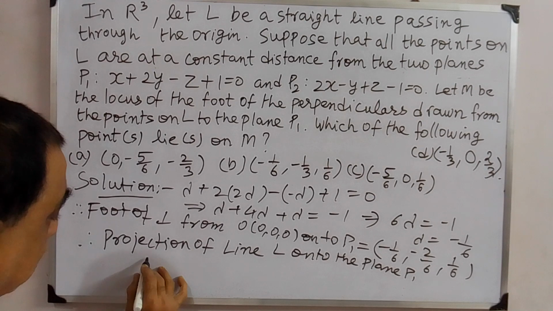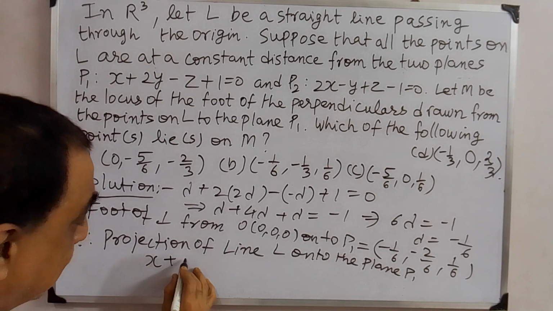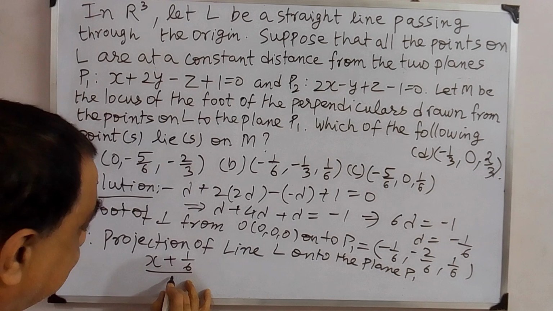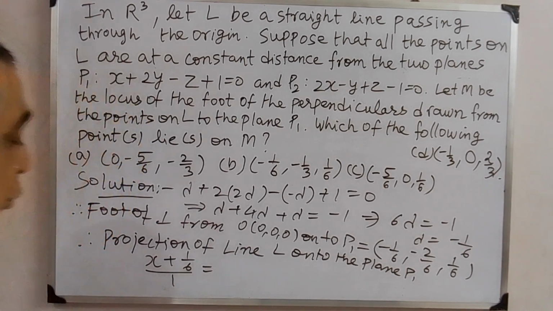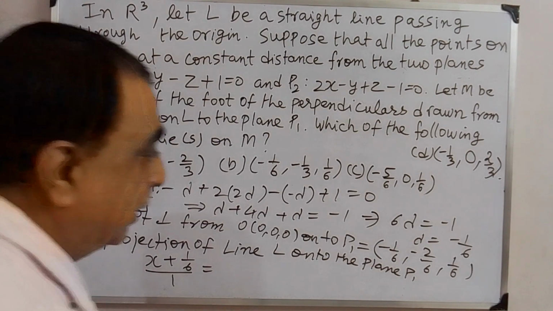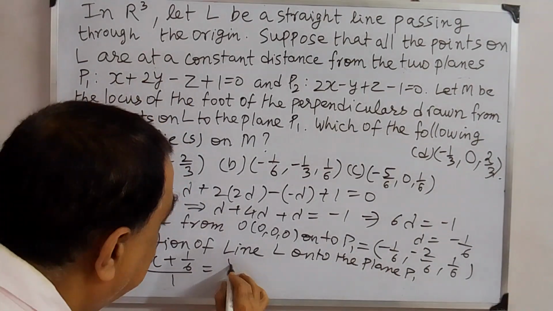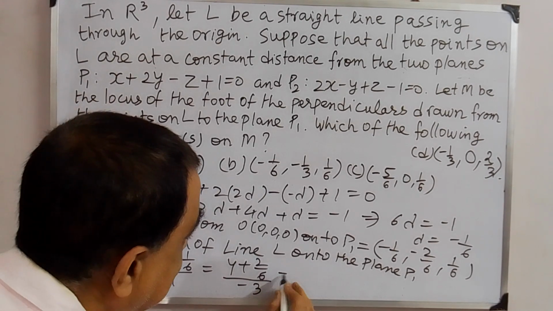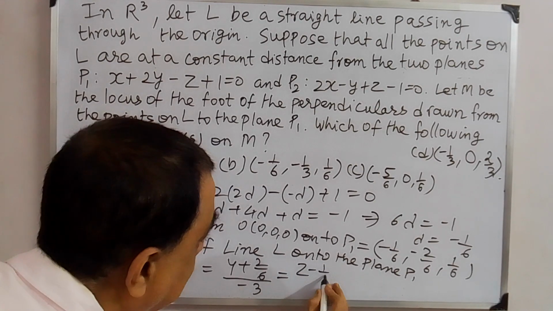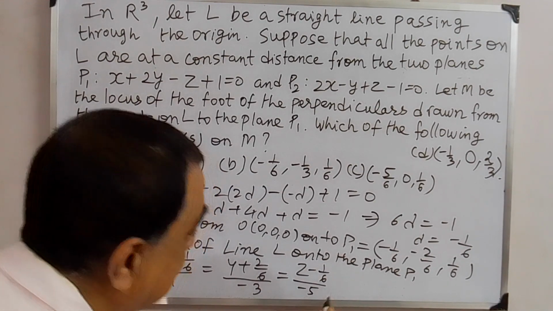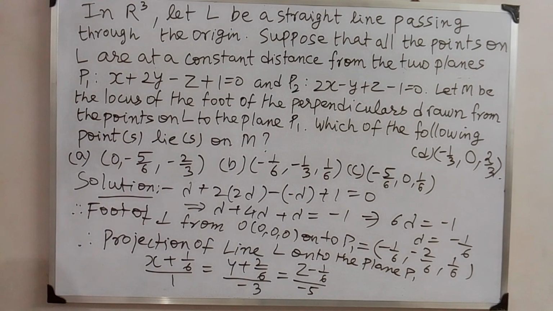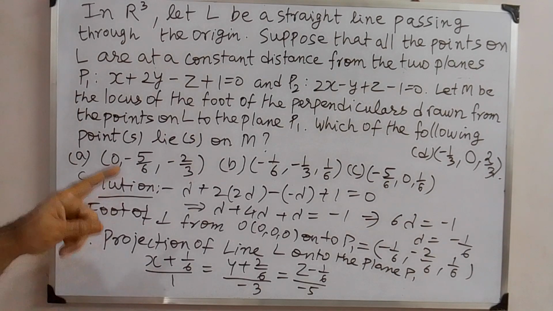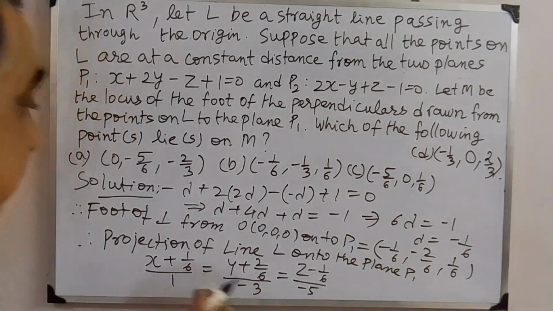So this will become x plus 1 by 6 divided by 1 is equal to, because the direction ratios of L were 1, minus 3, minus 5. So here y plus 2 by 6 by minus 3 is equal to z minus 1 by 6 by minus 5. So this will be the projection of L on the plane P1.